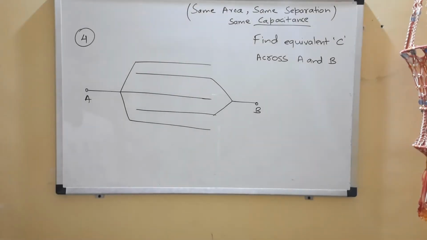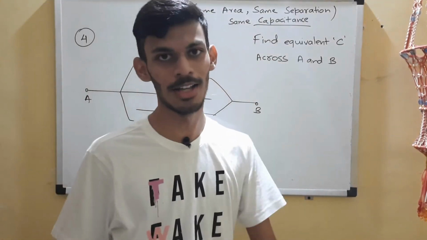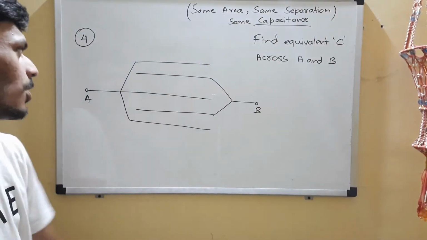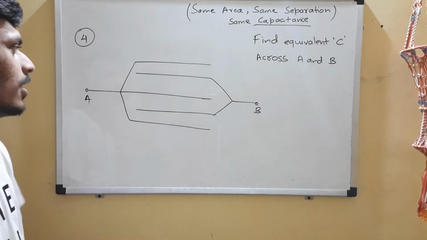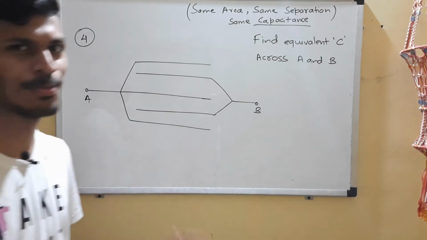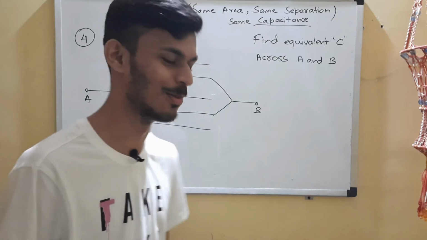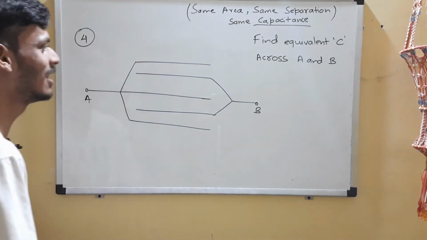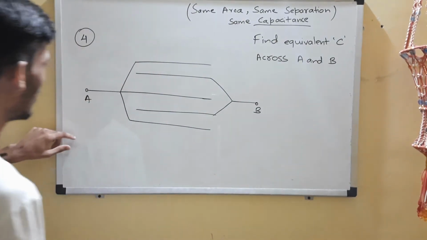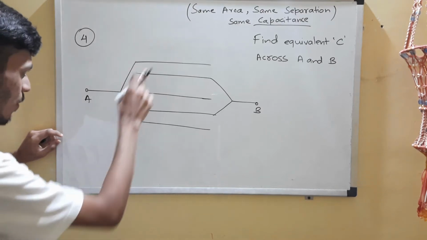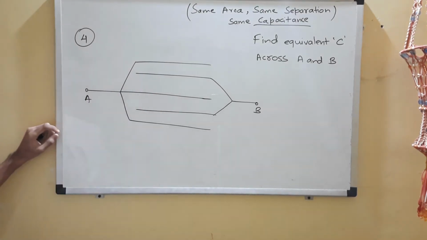So question 4 over here, the question is not changing. You are supposed to find the C equivalent across A and B. Okay, so we have a different combination over here, and this, by the way, is the thumbnail problem. Okay, so no clickbaits on this channel. Let's do this. You can see that these three plates 1, 2, 3 are connected to terminal A.